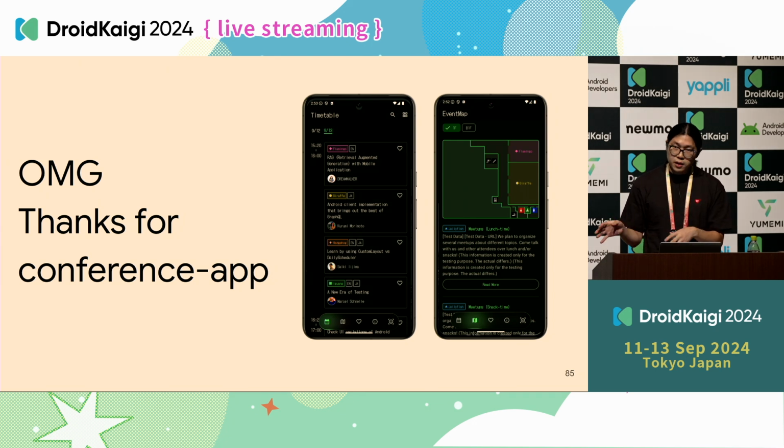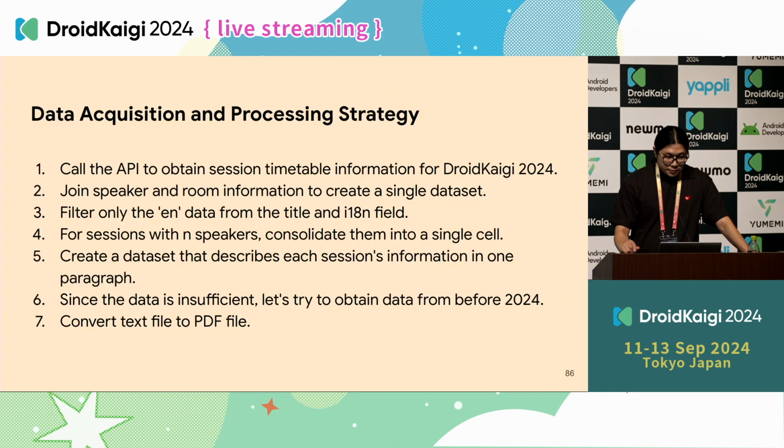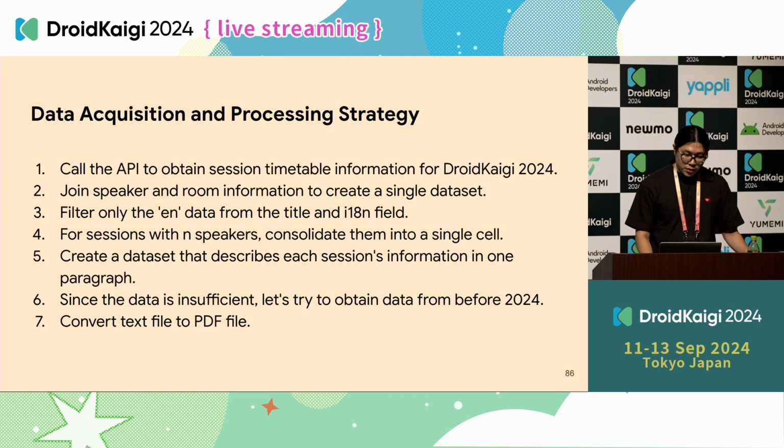I found the API in the app that fetches session information, which allowed me to devise my data strategy. First, I fetched the 2024 session information through the API and then combined it with speakers and room information. All the data was retrieved in English. Then I made each session into a single paragraph. Let's briefly introduce each step.